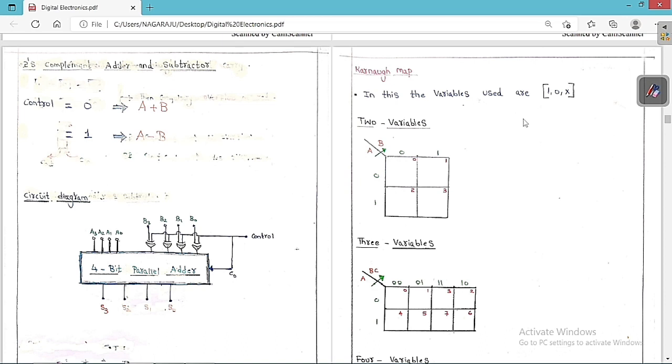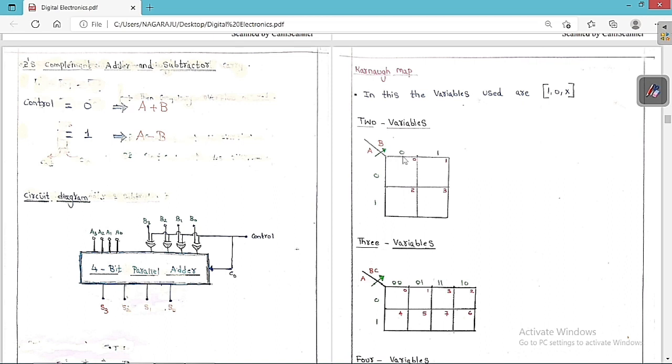Now we will discuss each aspect of the Karnaugh map. Suppose for two variables, we have A and B. So this is 0, this is 1. This is 0, this is 1. 0 means A complement, 1 means A. 0 means B complement, 1 means B.